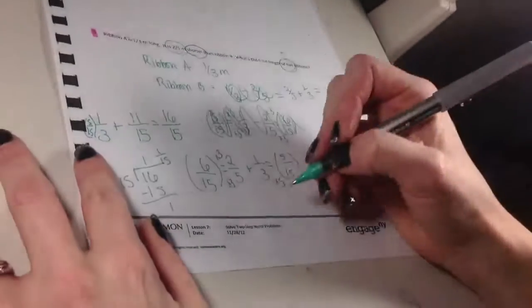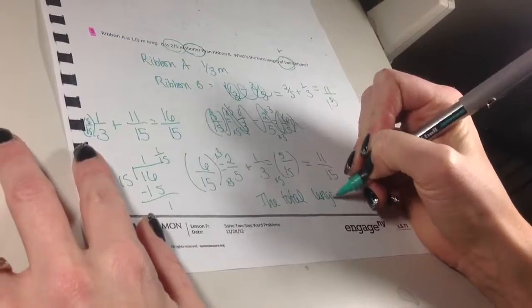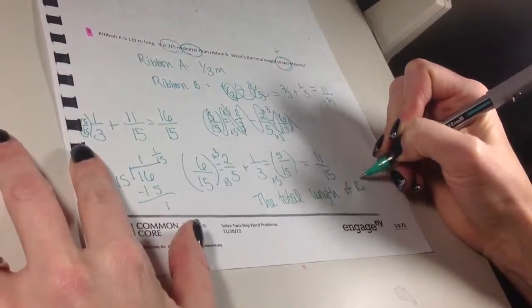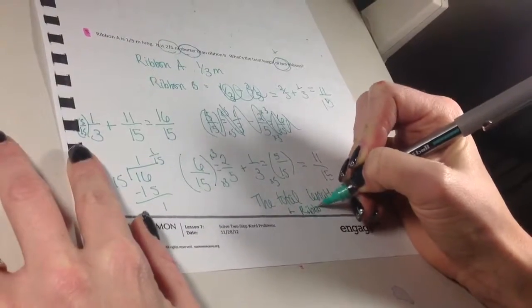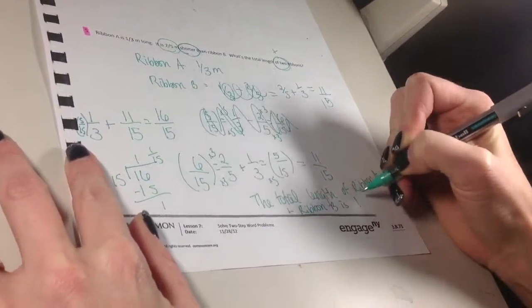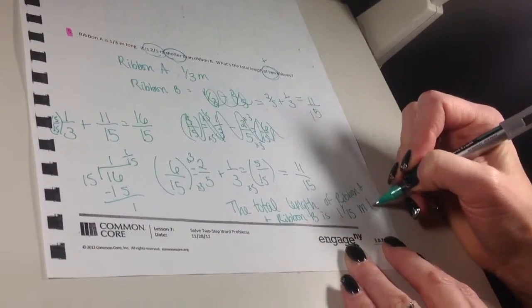So I need an answer statement. The total length of ribbon A and ribbon B is 1 and 1/15 meters long.